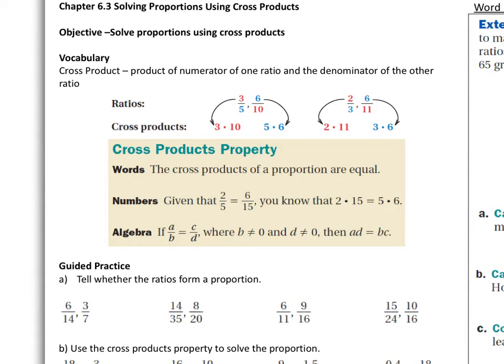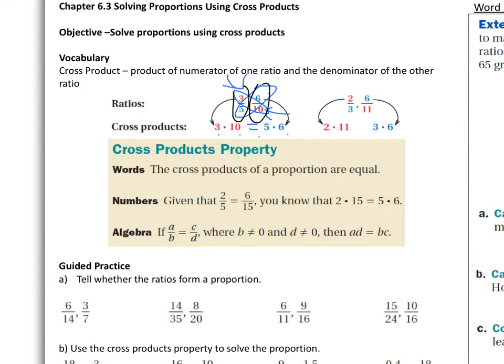By definition, the cross product just means taking the product of the numerator of one ratio, for example 3, and the denominator of another ratio, for example 10, and multiplying them together, 3 and 10. And then the other one, 6 and 5, and they should equal each other. So if the cross products are equal to each other, then these two ratios, 3/5 and 6/10, are considered proportional.